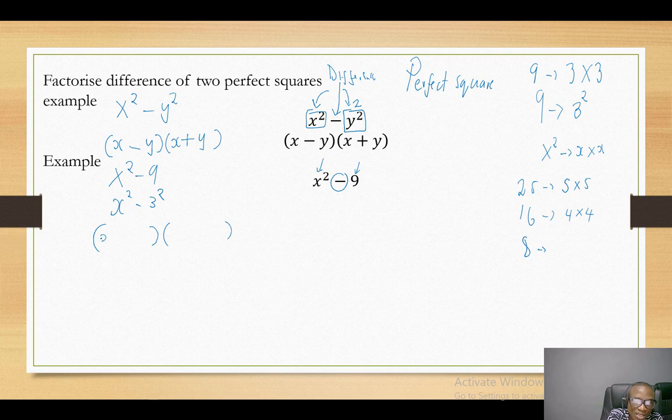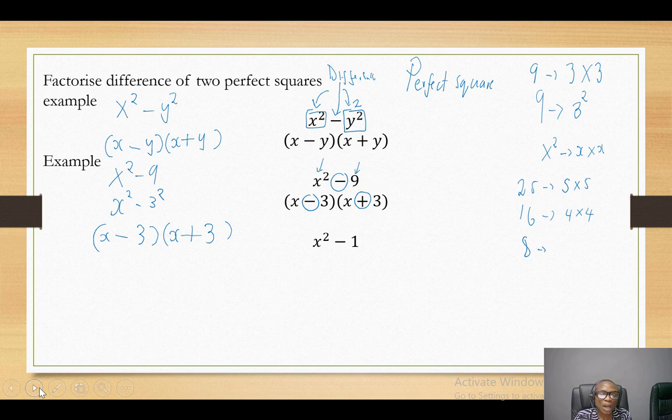So you say x, which will give you x squared. 3, 3, which will give you 9. The signs must differ. Negative, positive. Be careful of the signs. One is negative, the other one is positive. So you factorize the difference of two perfect squares. Very important to be able to know how to factorize the difference of two perfect squares.